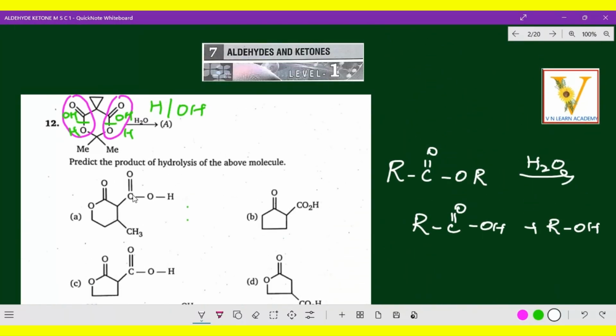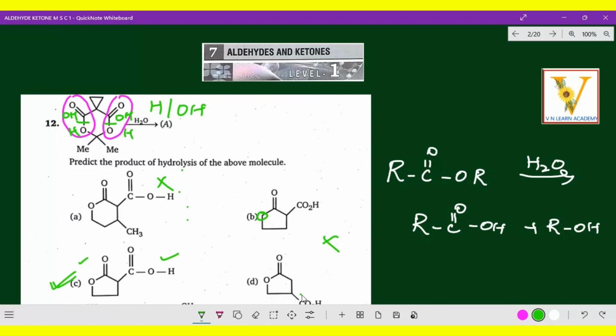Here in this option, it is a 6-membered ring, so this will not be the correct option. And this option will not be correct either. Option B has C double bond O, OH, COOH, yes, but where has that oxygen gone? So this will not be the correct answer. And COOH, yes, it is there. C double bond O, yes, it is there. And option C is the correct option.